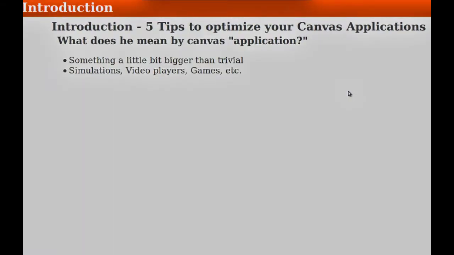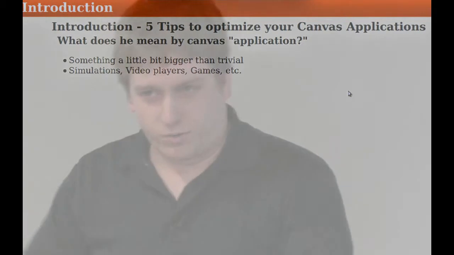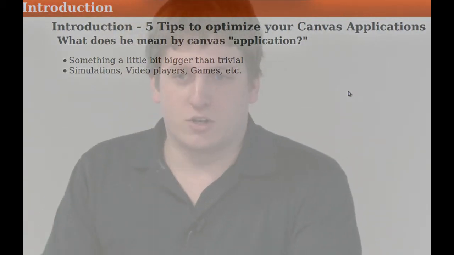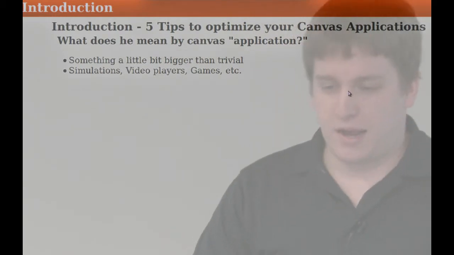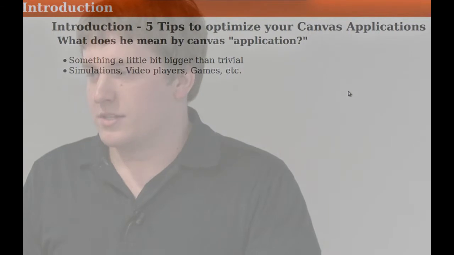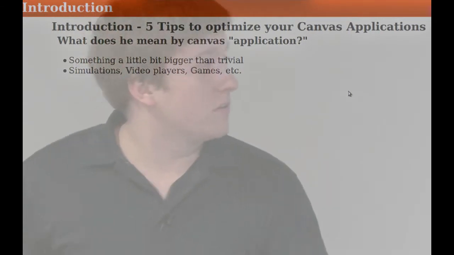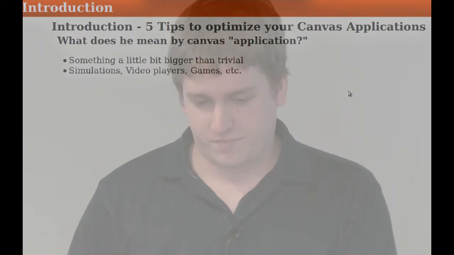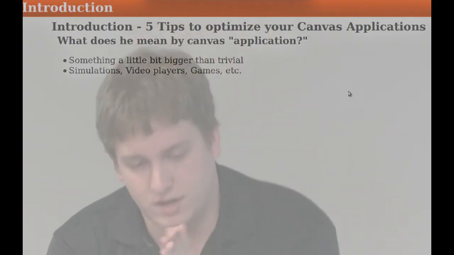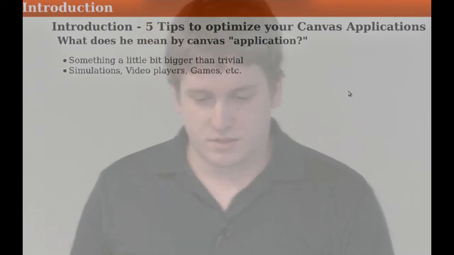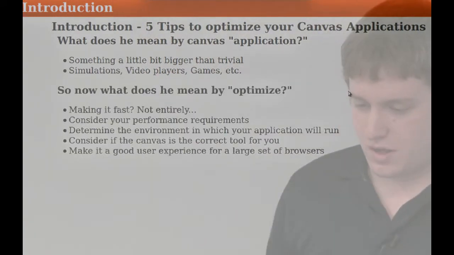So what do I mean by Canvas application? There's a lot of cool things that you can do with the Canvas. You can put a spinner on the page, or you can make a banner. By application, I mean something that has its own rendering loop, something that happens asynchronous to the page, like flipping Chris's and Singly's head across the page. It encompasses simulations, video players, games, banners, whatever.